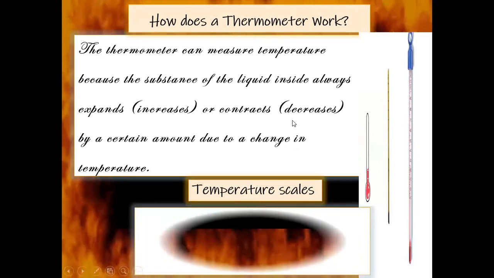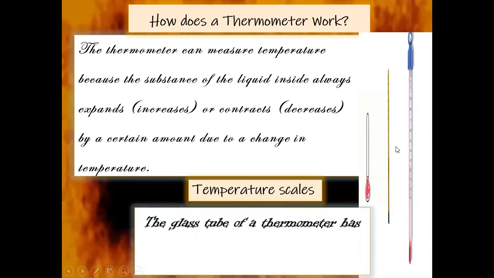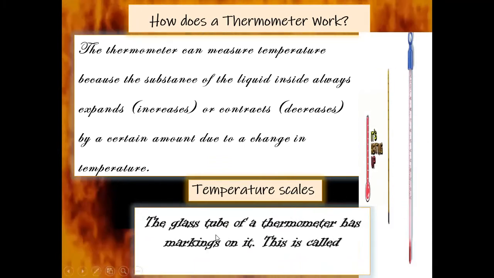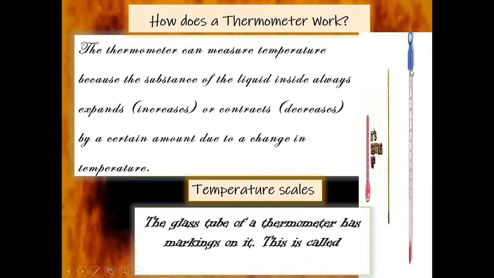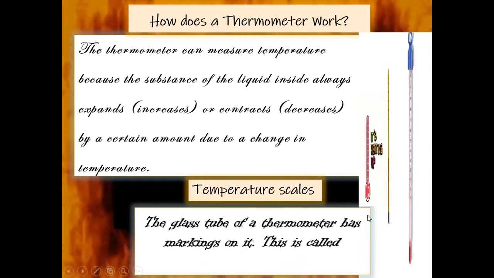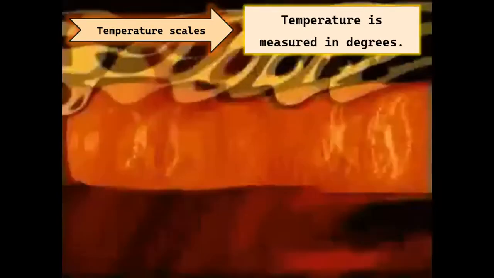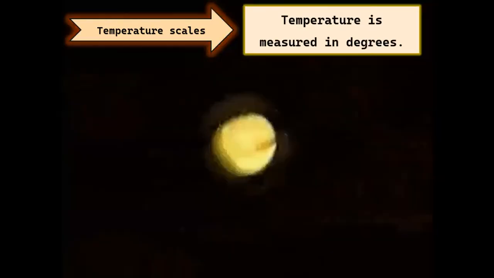Temperature scales. You can see the markings on the thermometer called the temperature scale. So the glass tube of a thermometer has markings in it. You can see that. This is called the temperature scale. Now, what is actually the temperature scale, students? The level of mercury on the scale shows the temperature in degrees. When we want to note down the temperature, it will be in degrees.